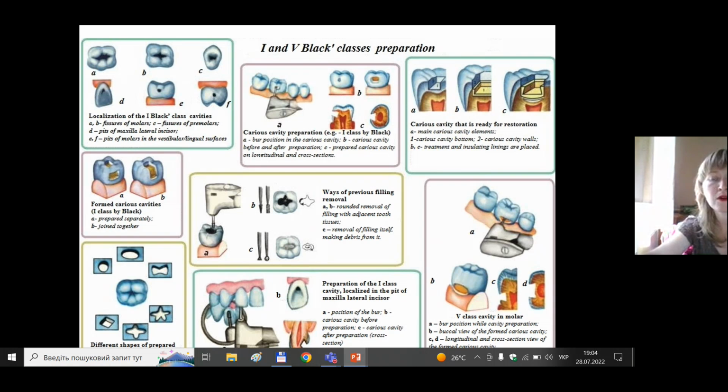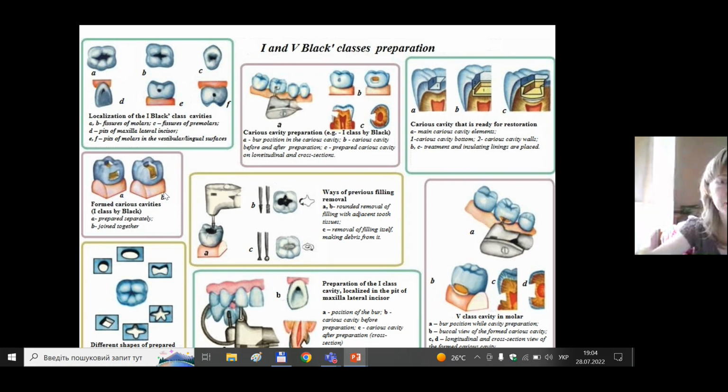And now we are on peculiarities. Before, we discussed general principles of Black classes preparation, and now we will stop on peculiarities, as every class by Black has its special features of preparation. So this photo shows the peculiarities of first and fifth Black classes preparation. So here it is just caries cavities, where they can be located and what shape they could have.